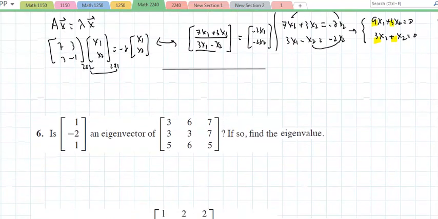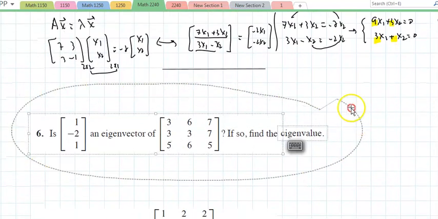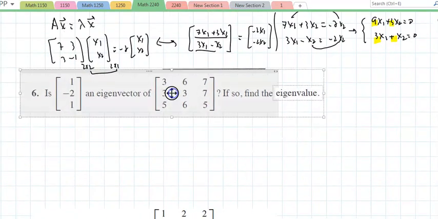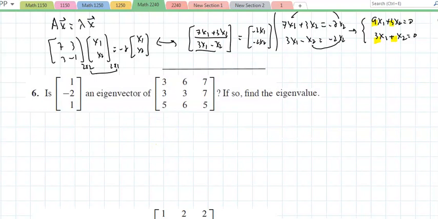So in the beginning, it's a bit confusing because you're not sure what they're asking for, and you can use the definition only in the first couple of problems. They're asking, is this vector an eigenvector of this matrix? If so, what's the eigenvalue? Does Ax equal lambda x? Well, what's Ax?